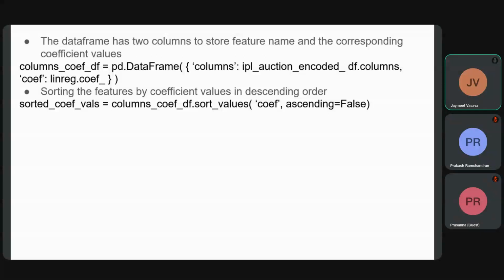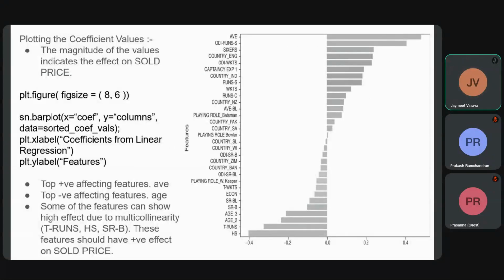So we'll be creating a data frame which will have 2 columns to store the feature name and the corresponding coefficient value. So basically creating a column name and its respective coefficient value, and sorting the features by coefficient value in descending order so that we get the highest ones first. Then we plot these coefficient values onto a bar plot to see the magnitude of the values that indicate the effect on the sold price.